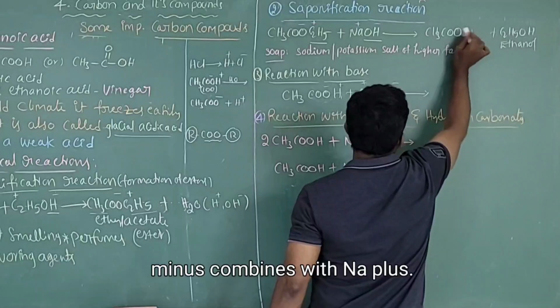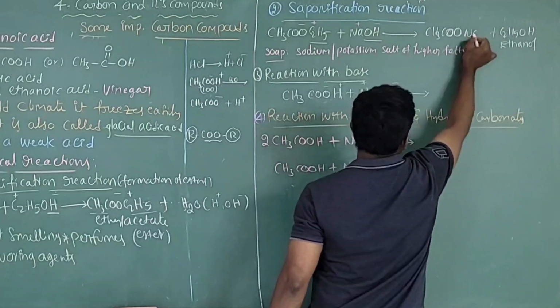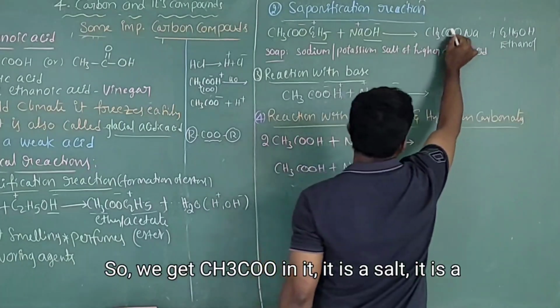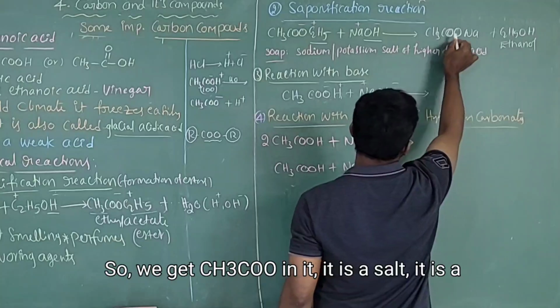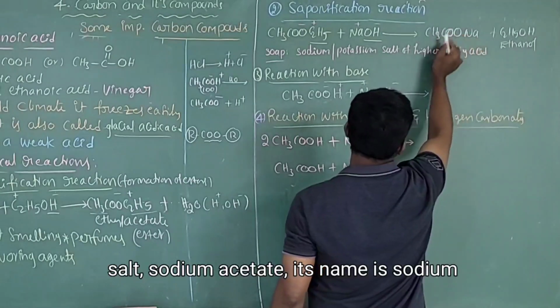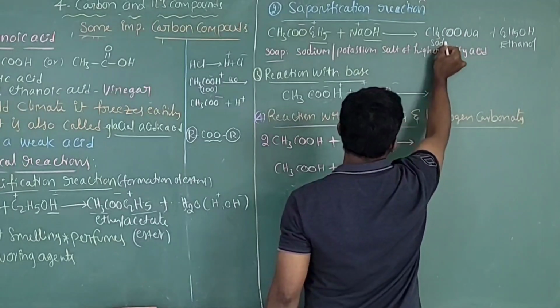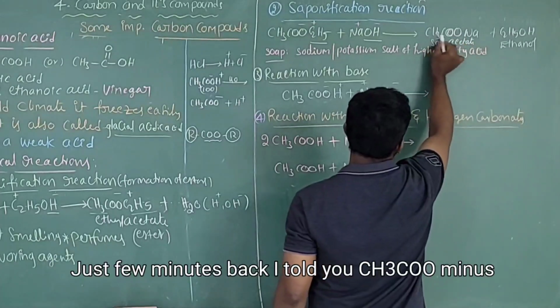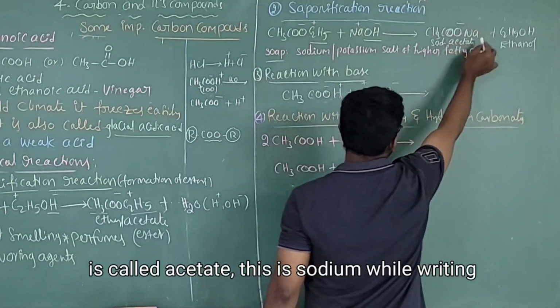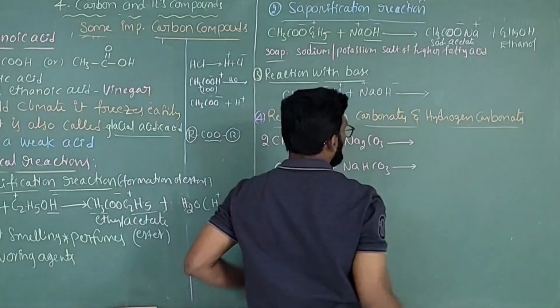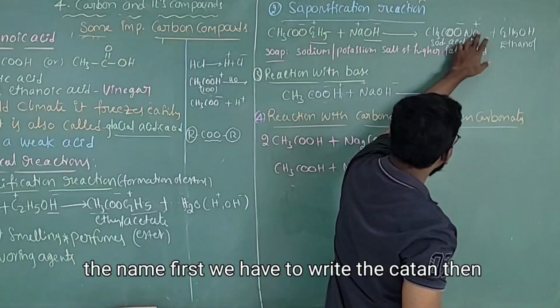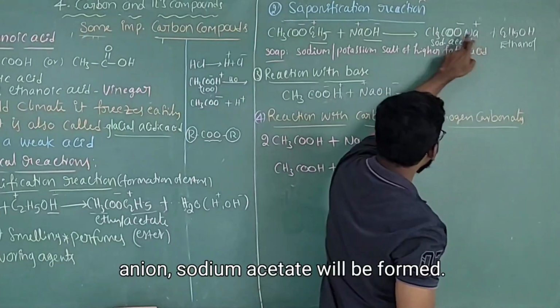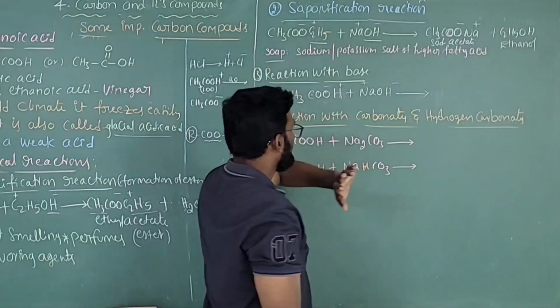CH3COO minus combines with Na plus. So we'll get CH3COONa. It is a salt. Its name is sodium acetate. Just a few minutes back I told you CH3COO minus is called acetate. This is sodium. While writing the name, first we have to write the cation, then the anion. Sodium acetate will be formed.